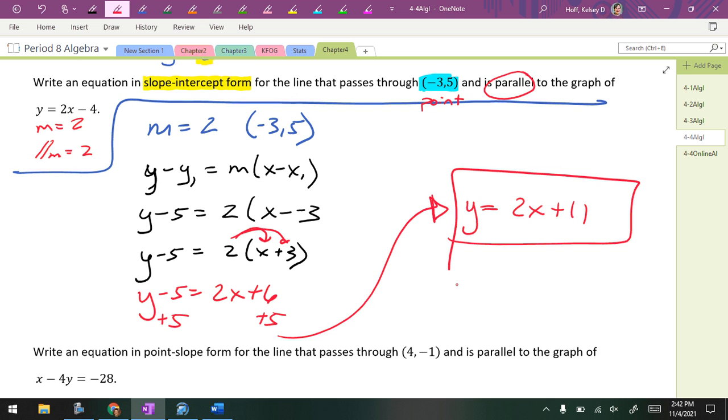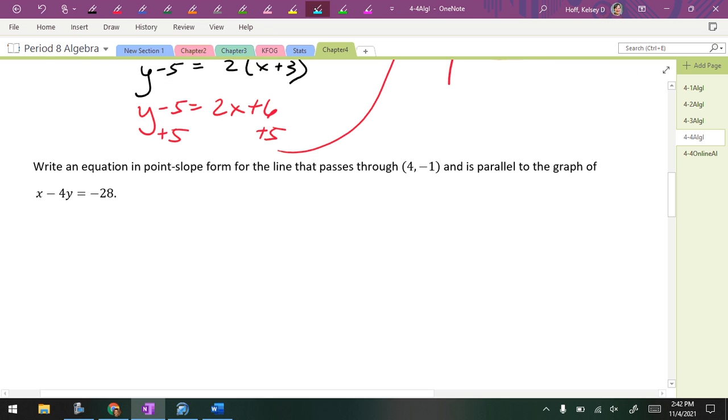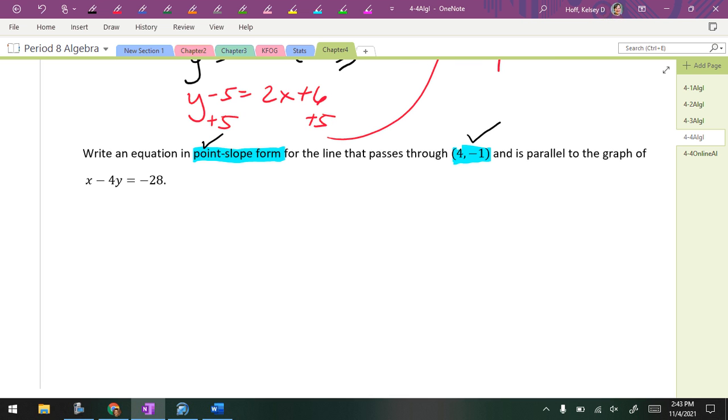Write an equation in point slope form for the line that passes through 4, negative 1 and is parallel to the graph x minus 4y equals negative 28. So I already have the point. That's fantastic. But now I need the slope. What do I need to do? Change that to slope-intercept. Okay, and I do that how?